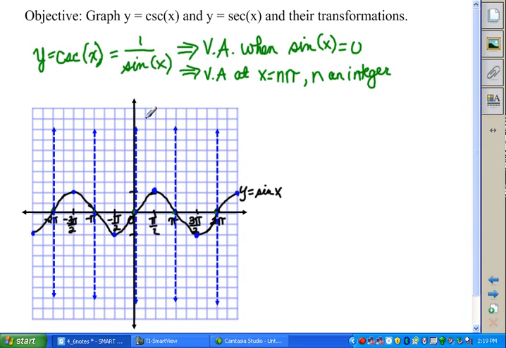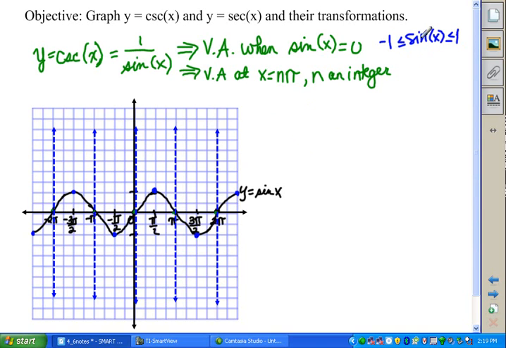Now, do you remember what happens when you divide 1 by a number? If that number continues to get big, the result is going to be very small. What is the thing about sine? Sine has a range: sine x is between negative 1 and 1. So whenever we divide 1 by 1, we get 1, or 1 by negative 1, we get negative 1.